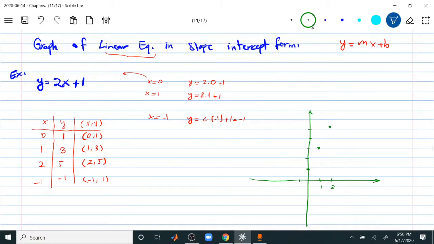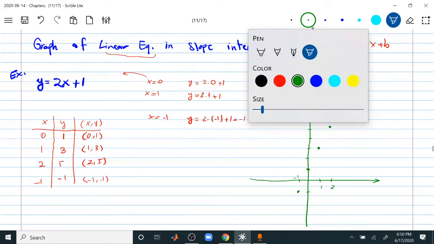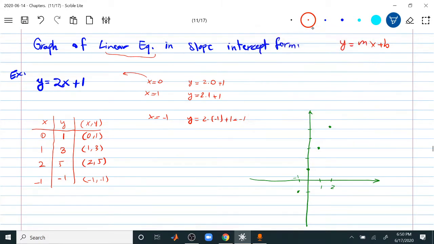-1 and -1. That's another point. Draw a line passing through these. Straight line. Well, this line is wobbly, but I think you guys can draw it with the ruler. Okay, so this is the solution.